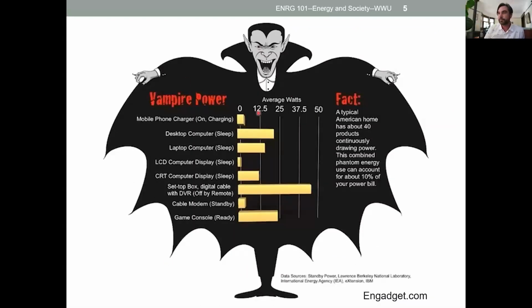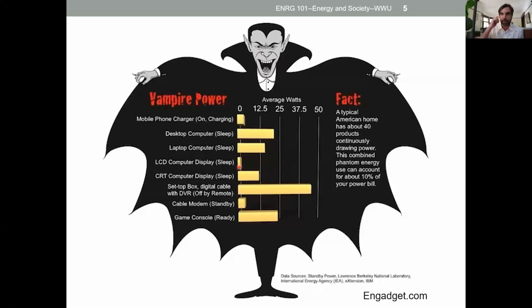So here is phone charger, less than 10 watts. Desktop computer in sleep mode can be 10 to 20 watts. Laptop computer in sleep mode, they're getting a lot better. They're down to like 5 watts. You can tell by how many JPEG artifacts are in this picture that it's a little dated. LCD computer display, about 1 to 3 watts. So that's your TV too.